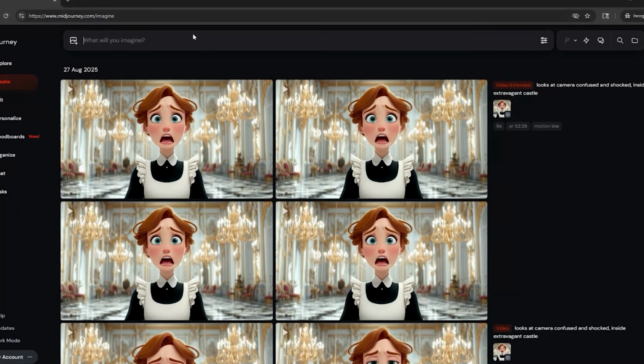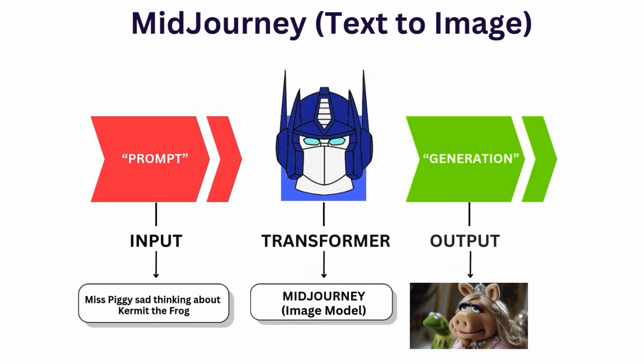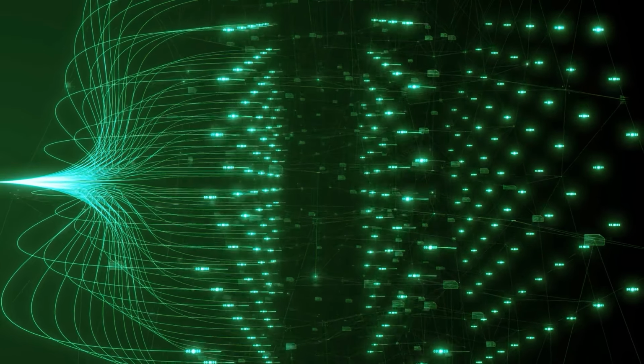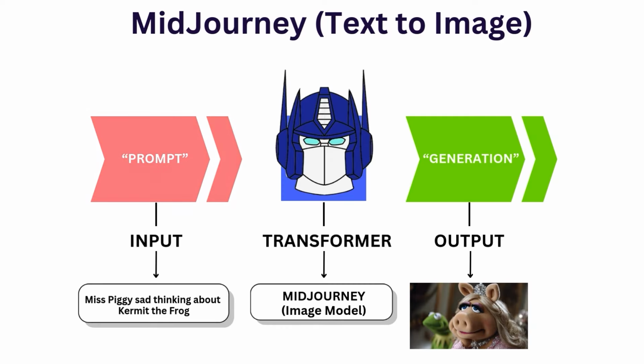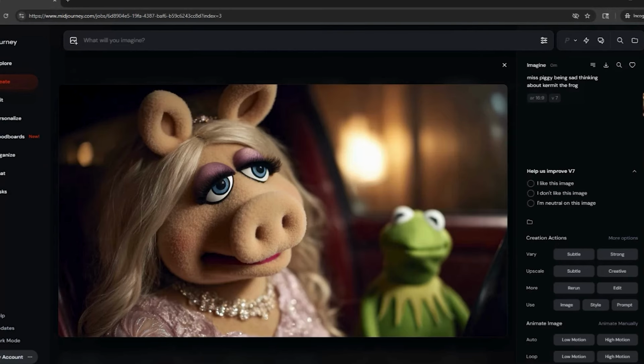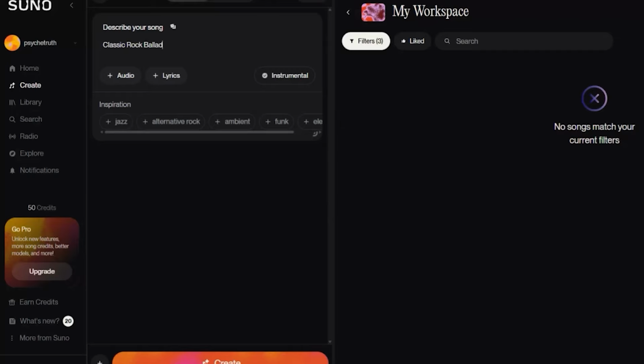Or, here's an example with MidJourney text-to-image. Give me an image of Miss Piggy being sad thinking about Kermit the Frog. So my prompt, image of Miss Piggy being sad thinking about Kermit the Frog, is the input. It goes into the transformer model where billions of calculations transform my text prompt into this picture. Okay, so let's try text to music. The prompt is classic rock ballad about Miss Piggy's unrequited love for Kermit the Frog. And we get this.